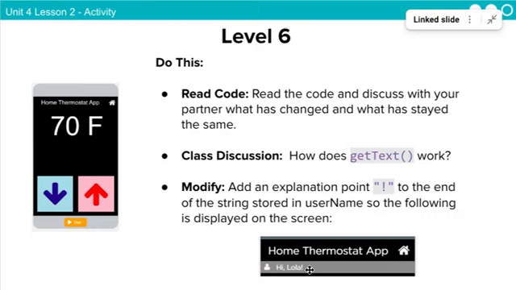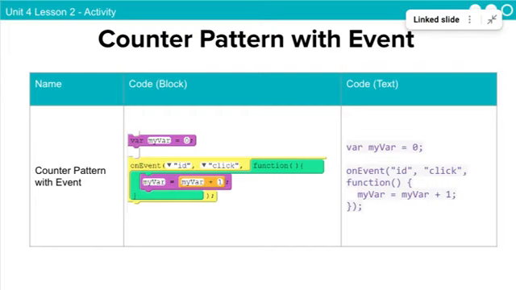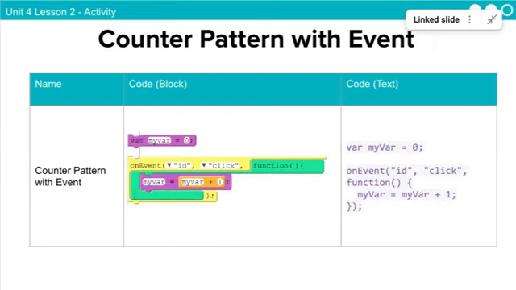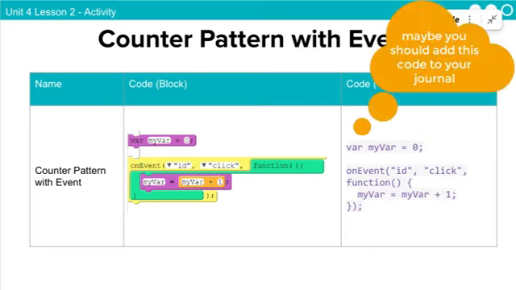So we are learning 2 patterns here. A counter pattern with an event, and variables with string concatenation pattern. So the counter pattern with event is a common pattern for updating variables that you will use in making many different apps. We call it the counter pattern with event.